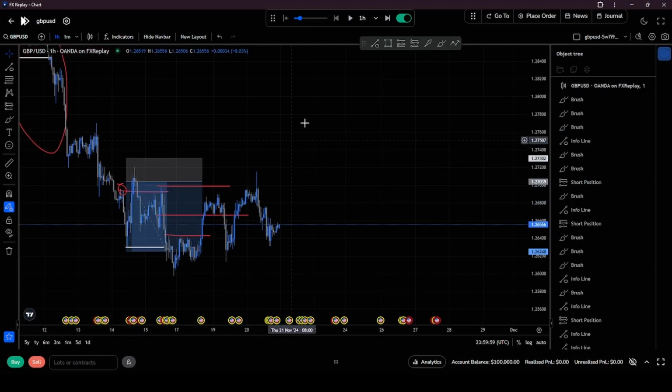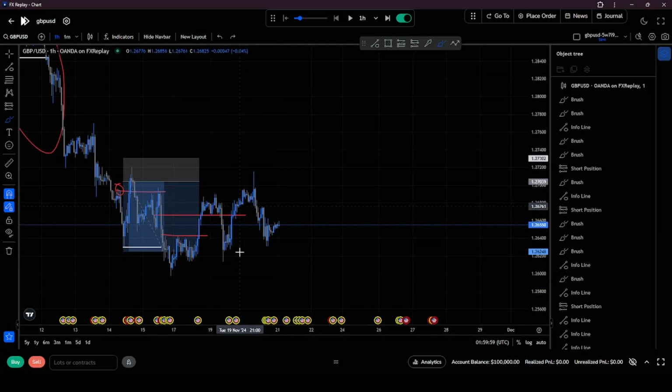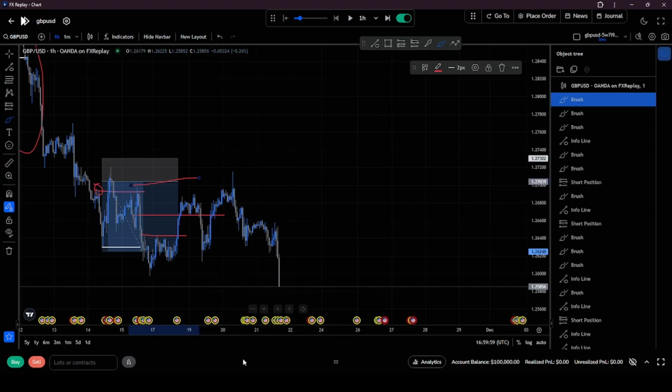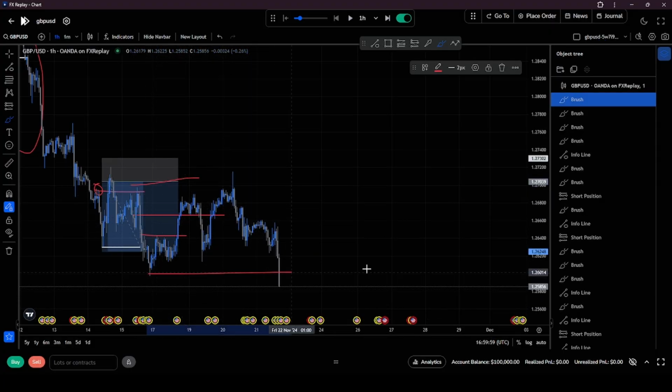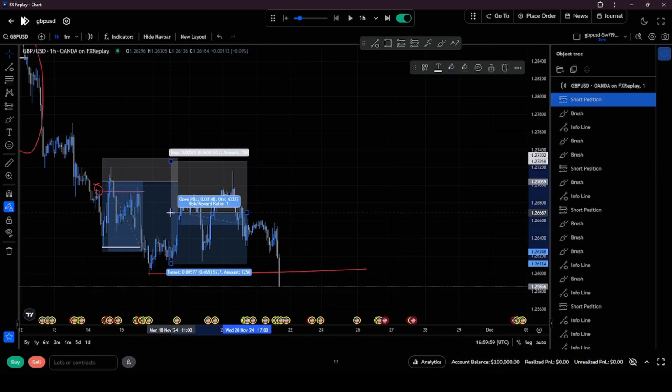You see, price came back, but it couldn't surpass this. And then it swept this, which is the minor inducement. Swept the major inducement and the minor inducement, and then broke out again. So I would have been stopped out on this. Let me see if I would have been stopped out. So my trade idea would have been like this.